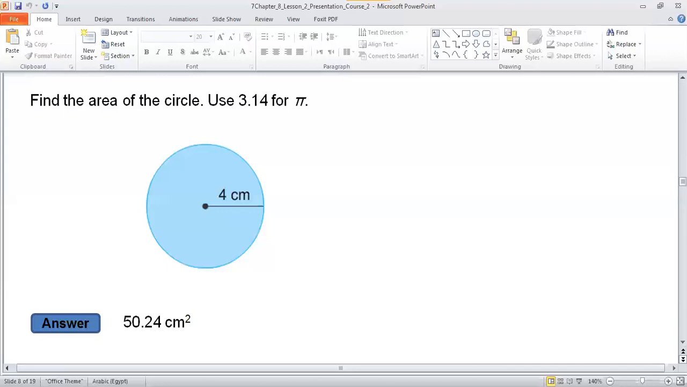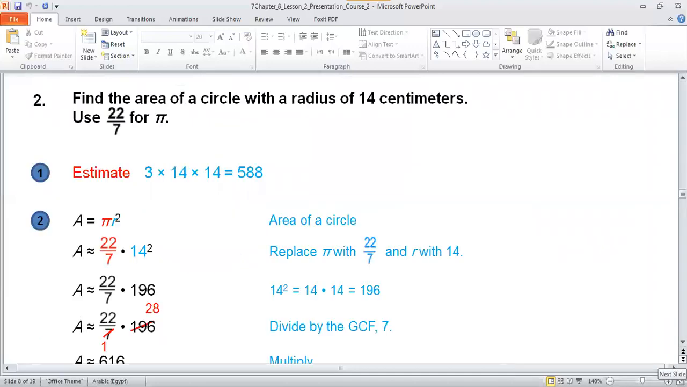It will be 50.24, and 4 here is less than 5, so we don't add 1. We write 2 only. So the answer is 50.2. Excellent.